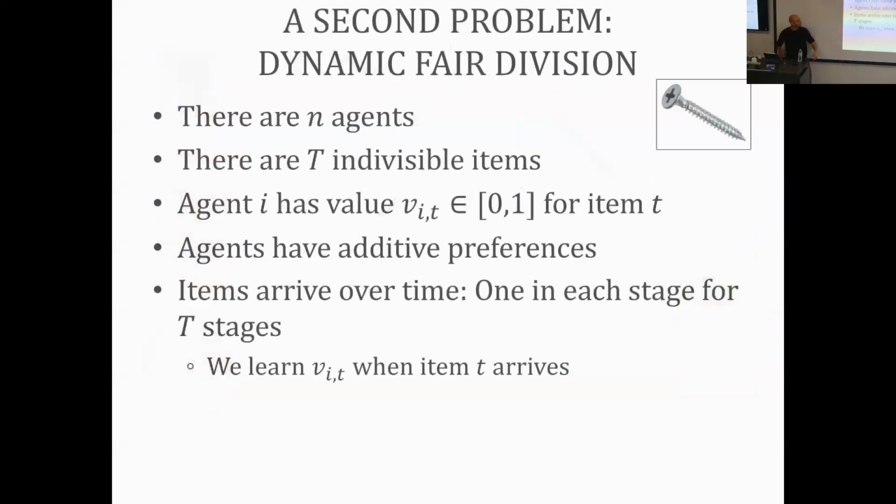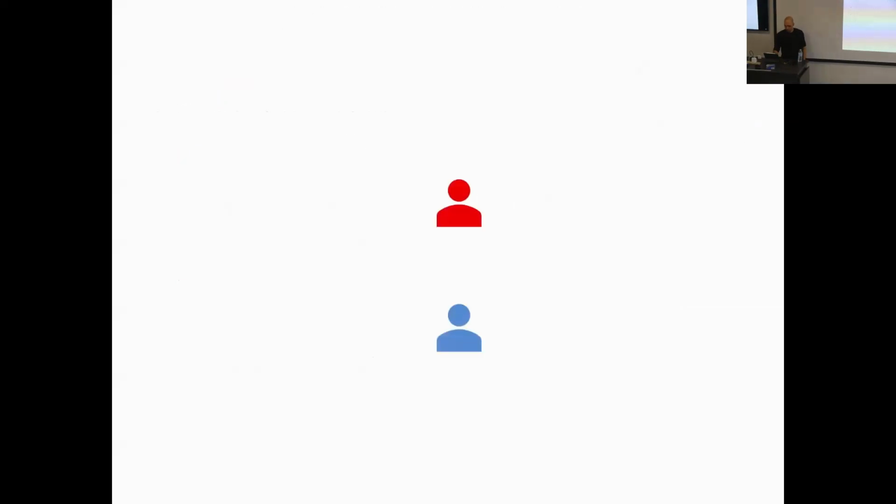So it's the same problem. N agents, T items. Agent i has value v_it, additive preferences. The only new thing is that items will arrive over time. I'll have an item arriving in each stage for T consecutive stages, and I'll learn the values when the item arrives.